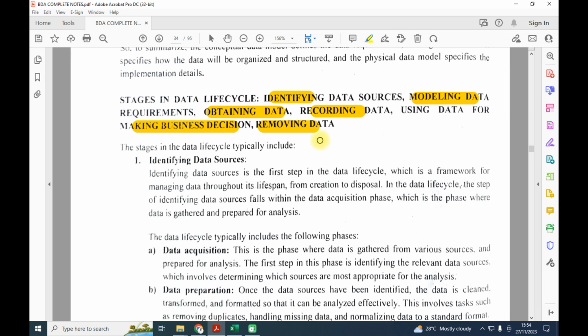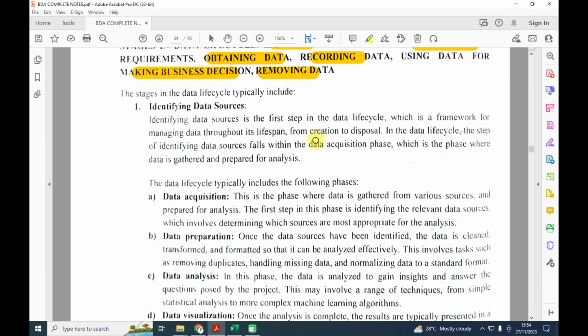So the stages in the data life cycle typically include, first, identifying the data source. Where are we getting our data? What is the source of our data? So identifying the data source is the first step, from creation to disposal. In the data life cycle, the step of identifying the data source falls within data acquisition.